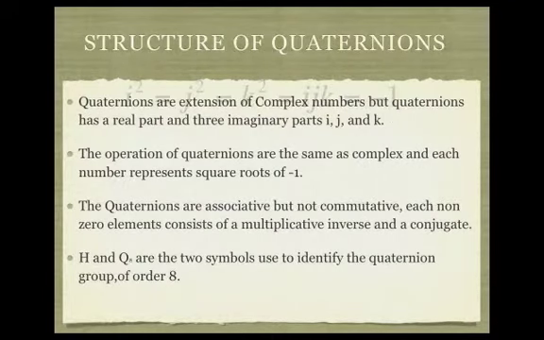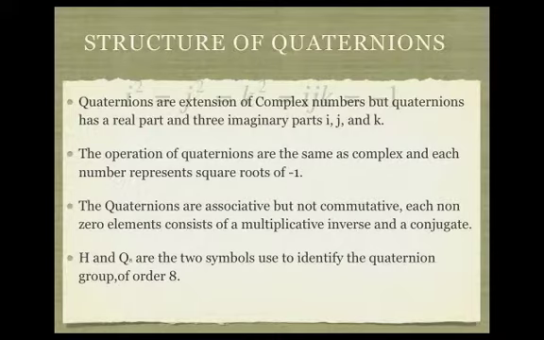Now let's talk about the structure of quaternions. A quaternion is basically an extension of a complex number, in which a complex number has a plus bi, a real number and an imaginary part. A quaternion, on the other hand, has one real part and three imaginary parts, i, j, and k, which each represent an axis of rotation. Each of i, j, and k squares to -1, just like the imaginary i.